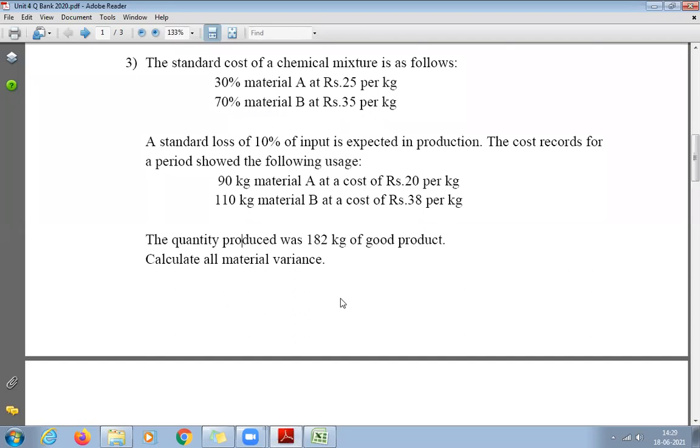But the main important thing we have to calculate is standard quantity, which he has not given directly. What he has given is percentage: 30% of material A and 70% is material B. So how to calculate that material A and B value? Any idea? How to calculate 70% of A and 30% is A and 70% is B.